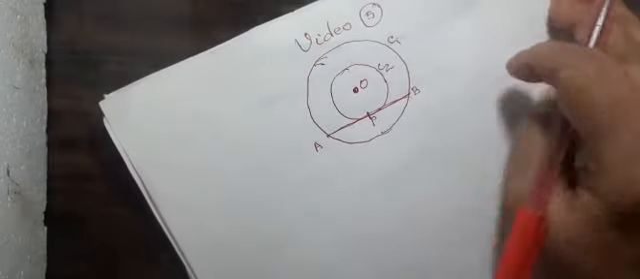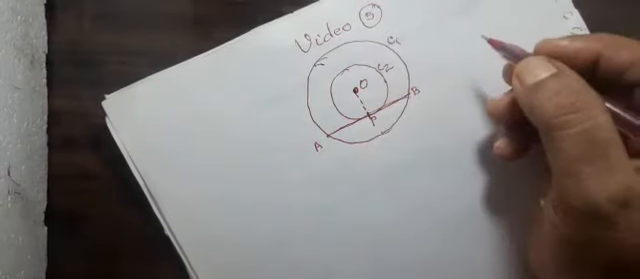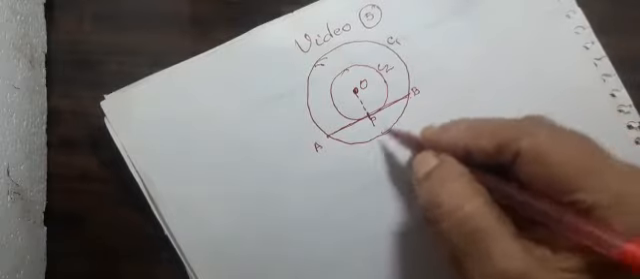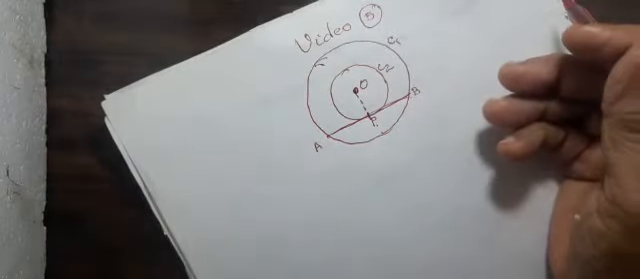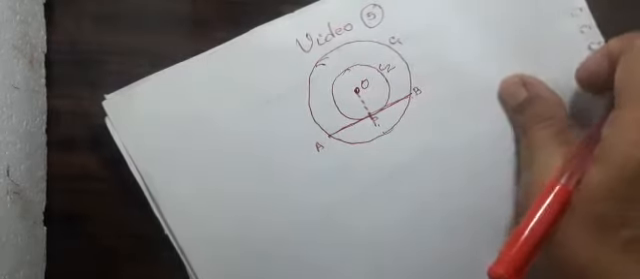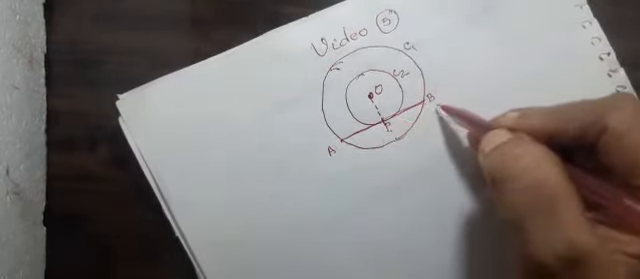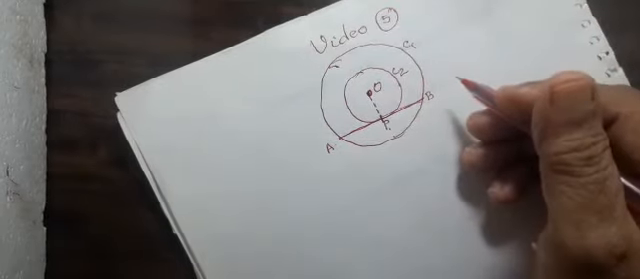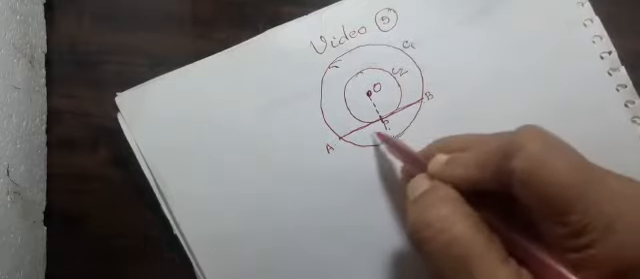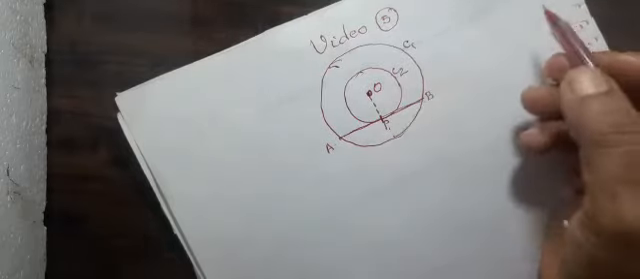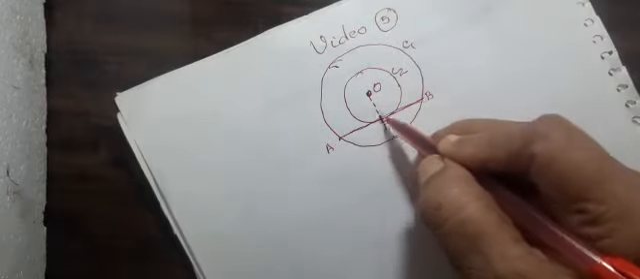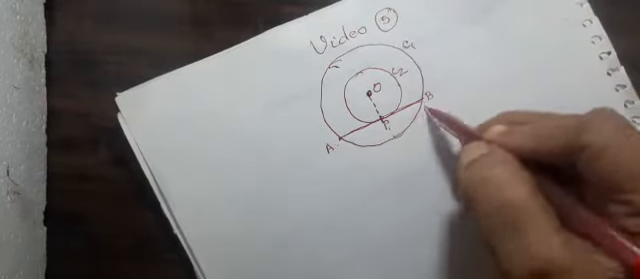Now this needs last year's knowledge also, what you have learnt in 9th standard. What happens is here we have to join OP, because it is the radius through the point of contact. If it is there, then we can say by yesterday's knowledge that it is perpendicular to the tangent. So APB is the tangent to the smaller circle and OP is perpendicular to it.